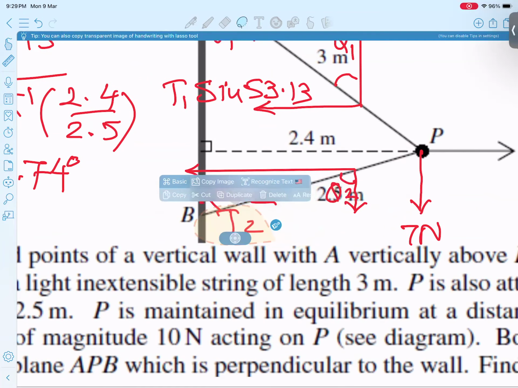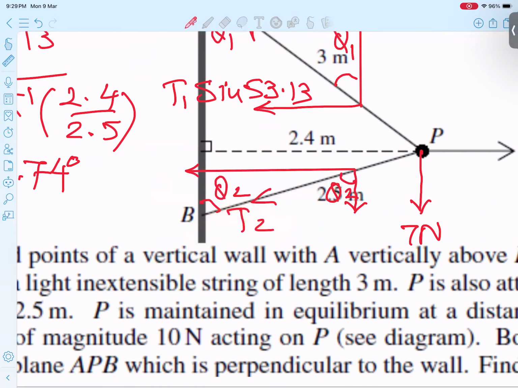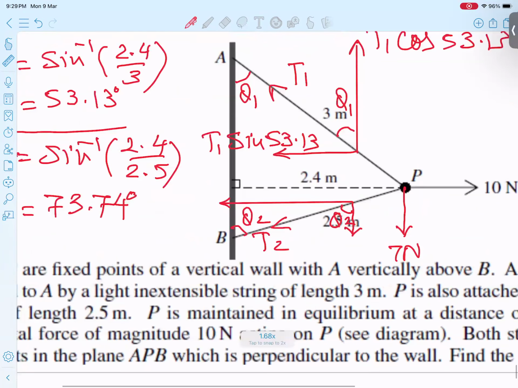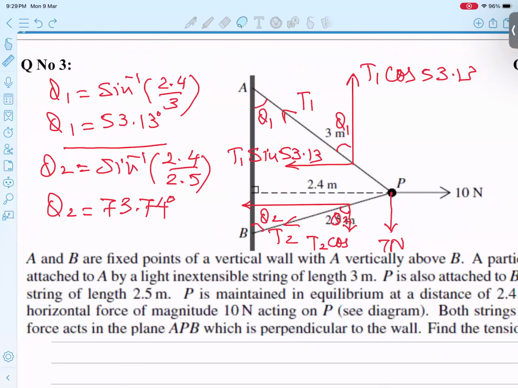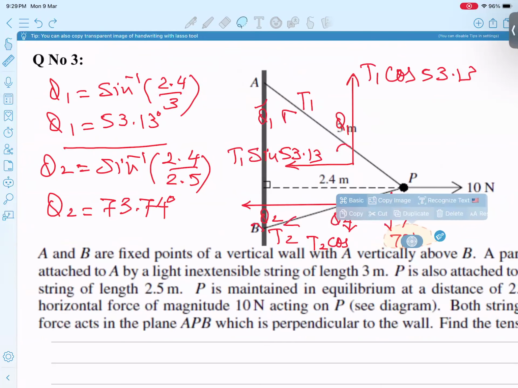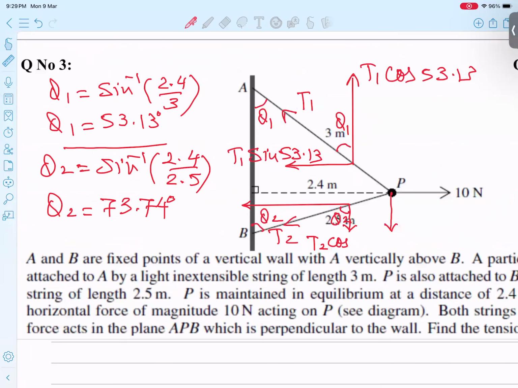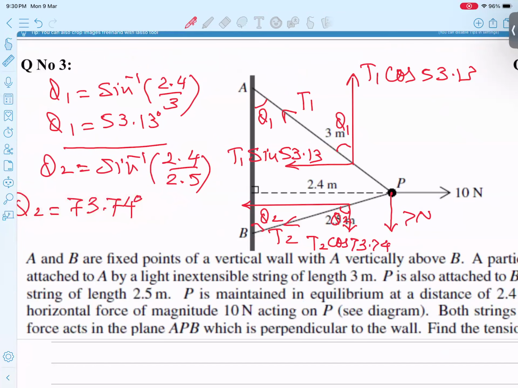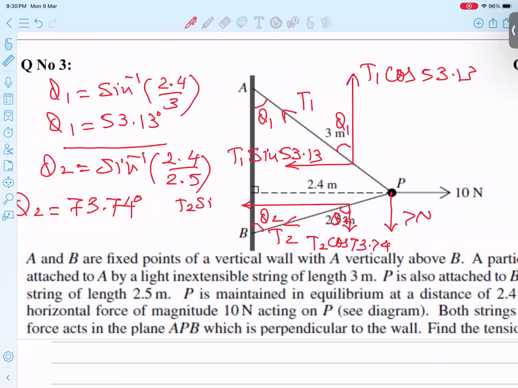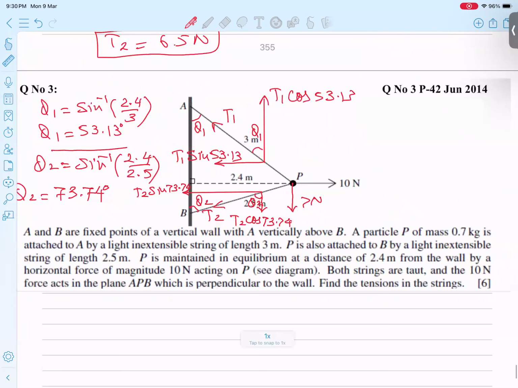Wait a minute, this may create a problem. I'm writing here T2, and cos theta 2 is how much? That is 73 point. Okay, this is 7 newtons. Here I'm writing cos 73.74, and this is very simple: this is T2 sine 73.74. Now, students, I can do the comparison.